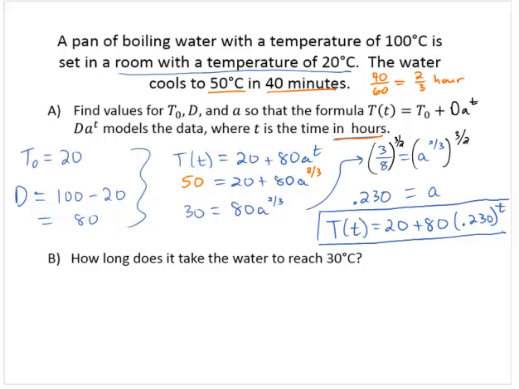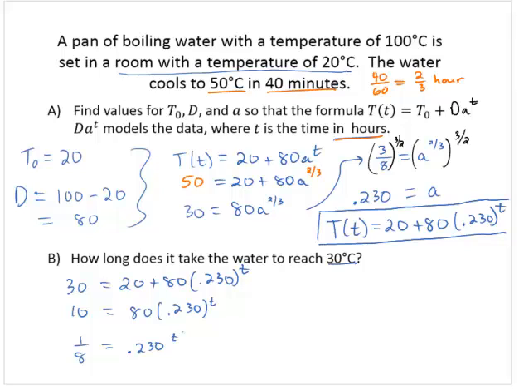Part B asks us how long it takes the water to reach 30 degrees Celsius. So that's an output for this model. So I would need to solve the equation 30 is 20 plus 80 times 0.230 to the t. Subtracting the 20 gives me 10 is 80 times 0.230 to the t. Dividing by 80, 1/8 is equal to 0.230 to the t.